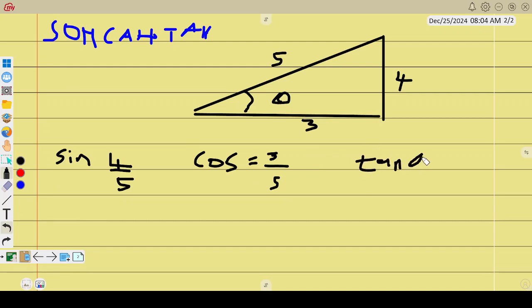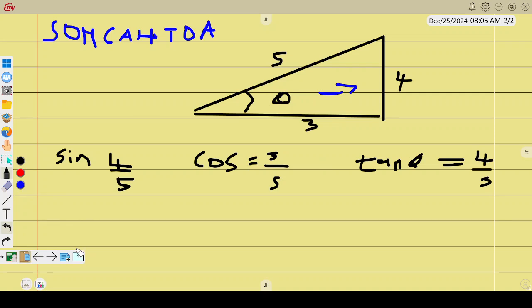And then tan theta. I'm just feeling lazy to be writing theta. In your book, be writing sin theta is that, cos theta is that, tan theta is that. SOHCAHTOA: this is the O, this is the OA. So tan is the opposite over the adjacent. So it will be 4/3. Yeah, but I make these videos when I'm so tired. I hope I haven't made a mistake somewhere.